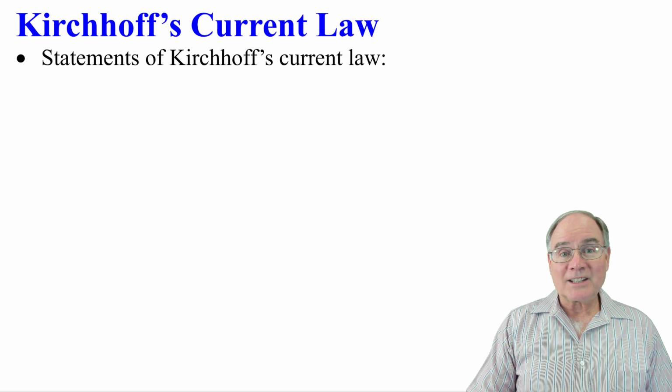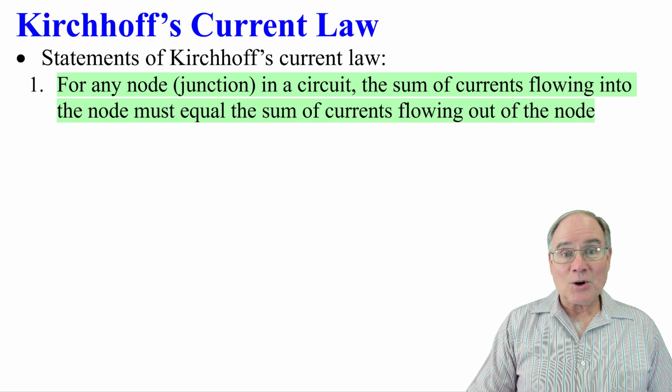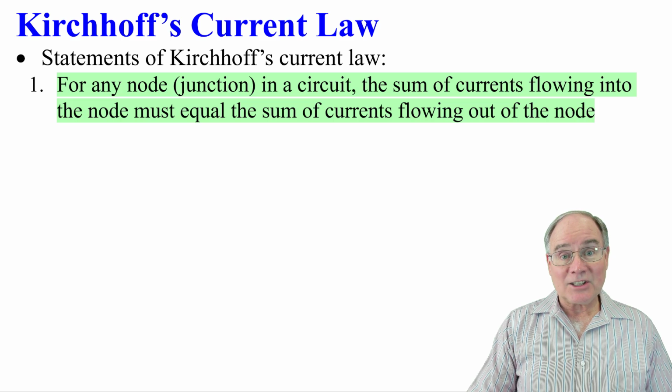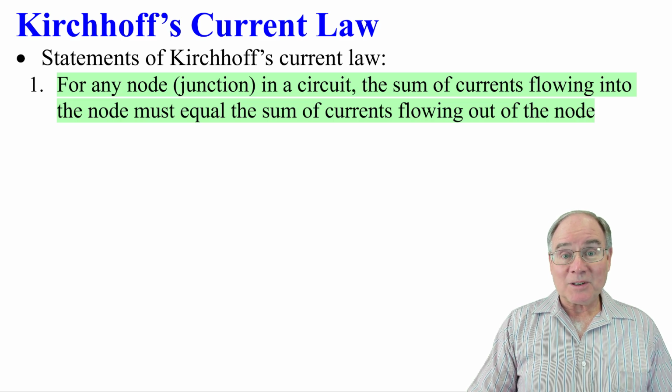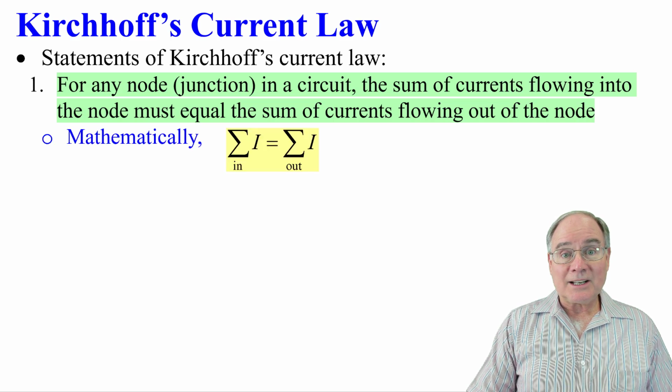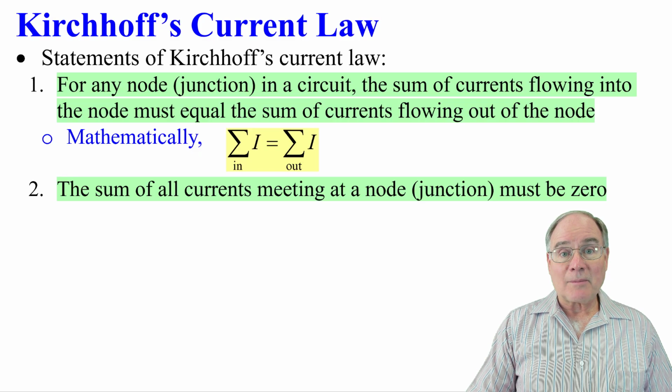There are two variations of Kirchhoff's current law. Number one, for any node or junction in a circuit, the sum of currents flowing into the node must equal the sum of currents flowing out of the node. In equation form, sigma I in must equal sigma I out. Number two, the sum of all currents meeting at a node must be zero.